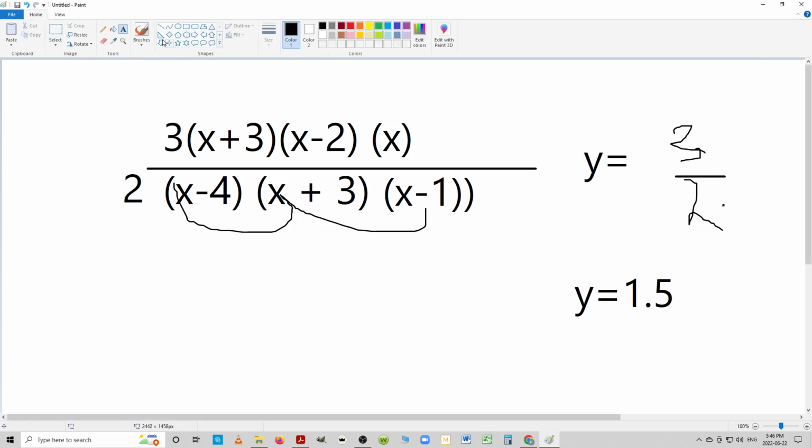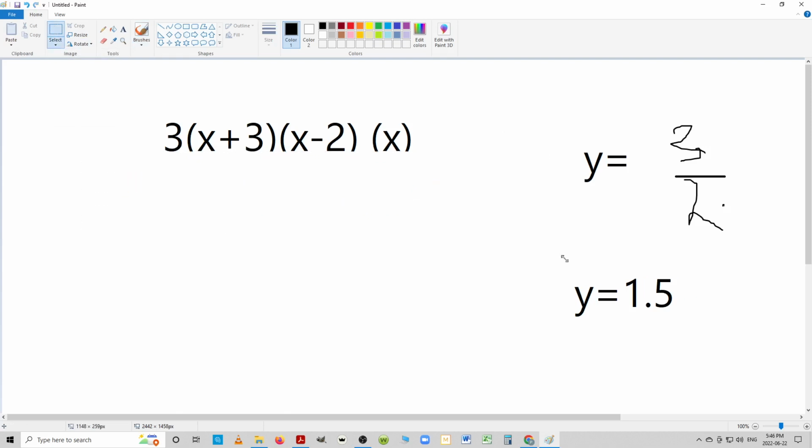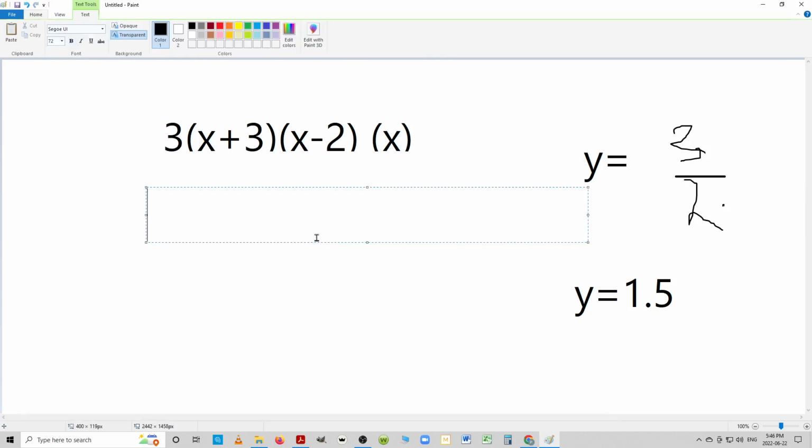Now, looking at the numerator, let's just pretend this denominator doesn't exist. If that were the case, where would my x-intercepts be? Well, on this one, it would be wherever these brackets equal 0. So this one is when x is equal to minus 3.